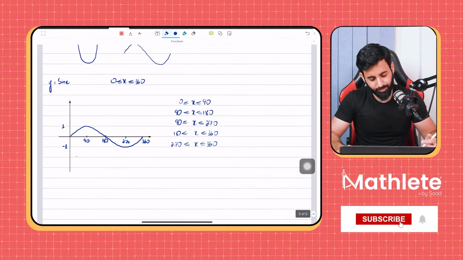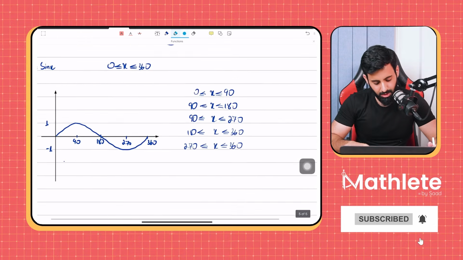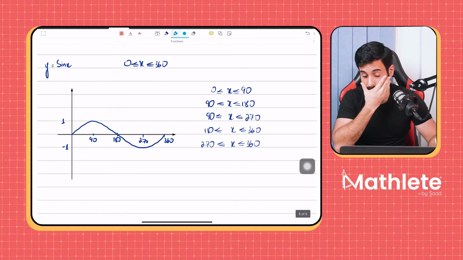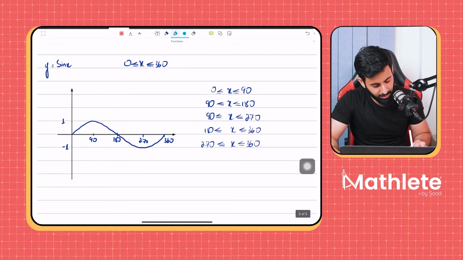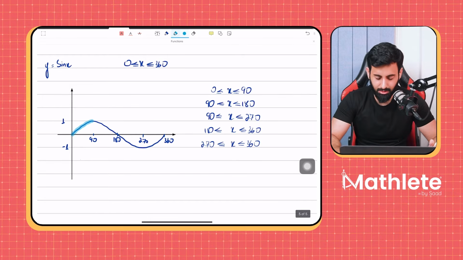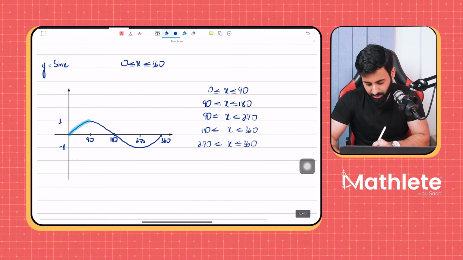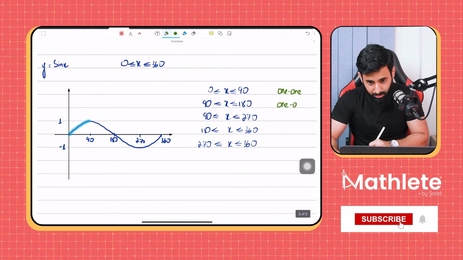Now, from 0 to 90, what do you think? Is it a one-to-one function or a many-to-one function? It's a one-to-one function. From 90 to 180, what do you think? It's one-to-one again. Okay, let me write this down. One to one. From 90 to 180, again, it's a one-to-one function.